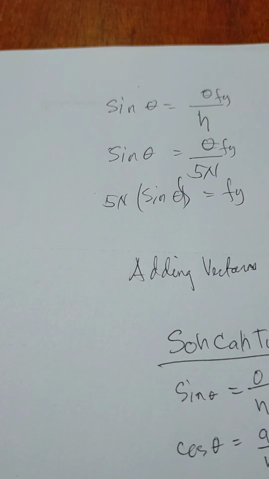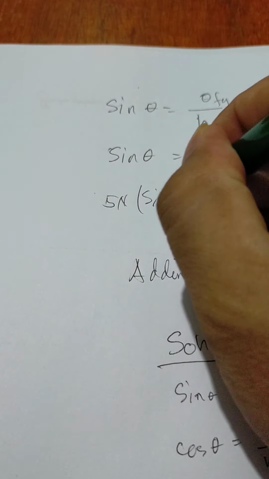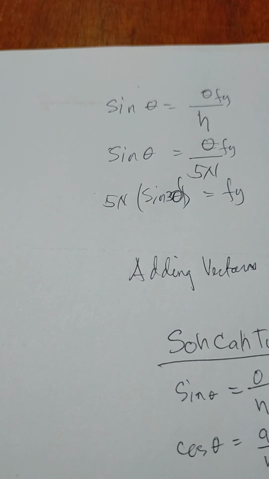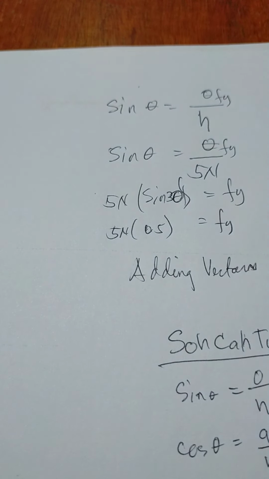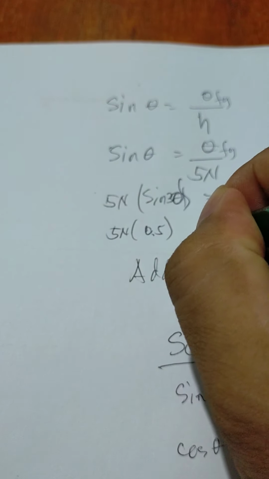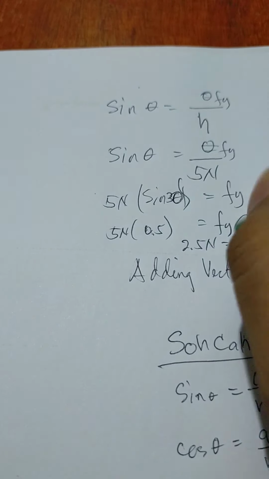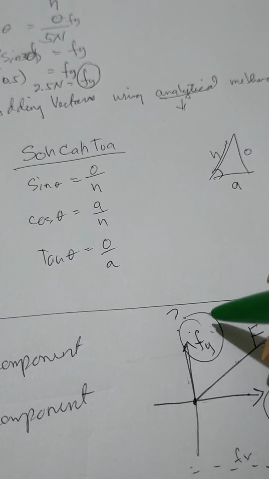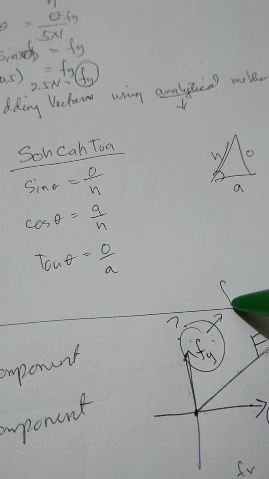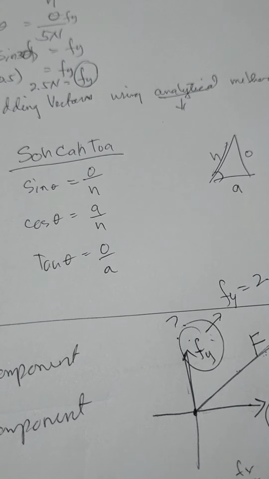So what is the value of sine 30? Sine 30, the value is 0.5. So this is 5n times 0.5 equals fy. So 0.5 times 5 is 2.5 Newton fy. So we have the value now of fy, so we will put it here. The y component is, the fy is equal to 2.5 Newton.